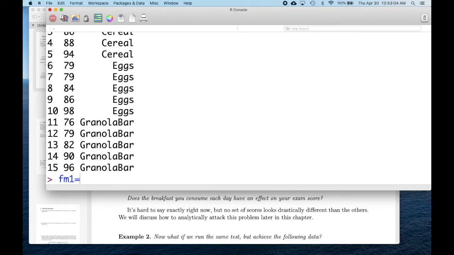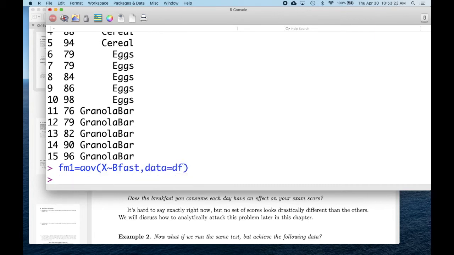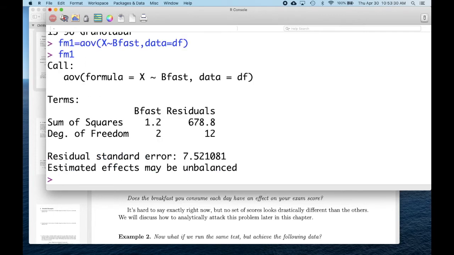And so what I'm going to do is come up with a formula. Our formula is going to be AOV, analysis of variance. It's an analysis of variance model, but we're going to compare capital X to breakfast. And our data is going to be the data frame. Okay, so that's how we're going to define FM1. If I type in FM1, it's going to give me a few of the values. It's going to give me the residuals and the degrees of freedom. I'll tell you exactly what that is in a second.